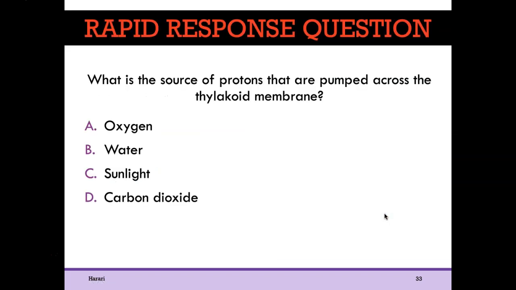So what is the source of protons that are pumped across the membrane? Do you remember this? You can pause here, and the answer is B, water.